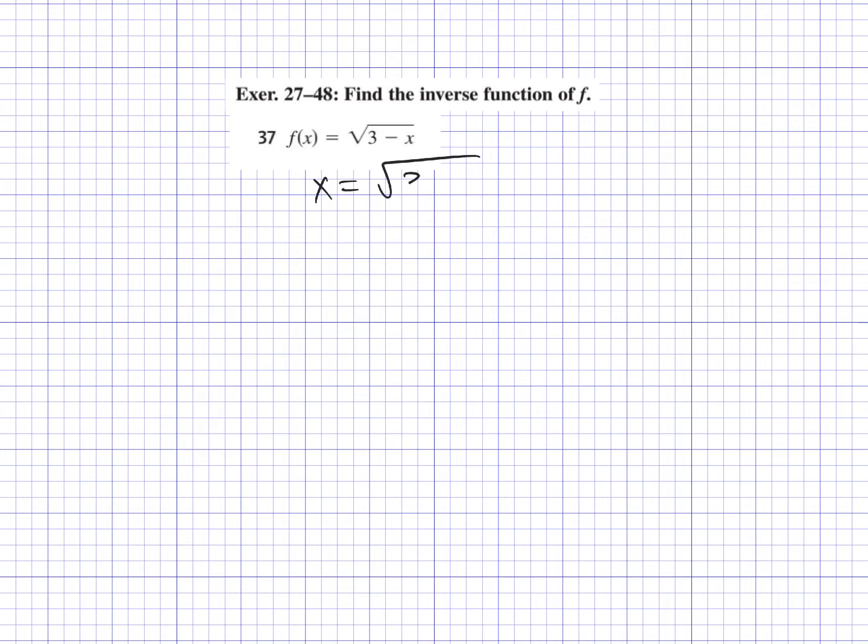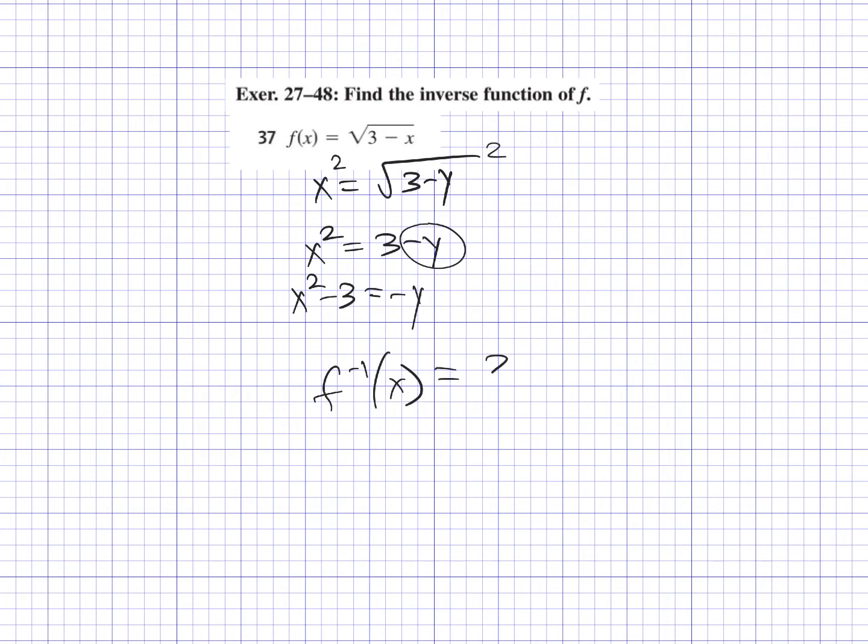X equals the square root of 3 minus y. Square both sides. X squared equals 3 minus y. Subtract 3. Don't forget the negative on the y. And now multiply everything by -1. So f inverse of x is going to be 3 minus x squared. If you do the negative on everything, it changes all the signs. All right, again, it's okay to say negative x squared plus 3.